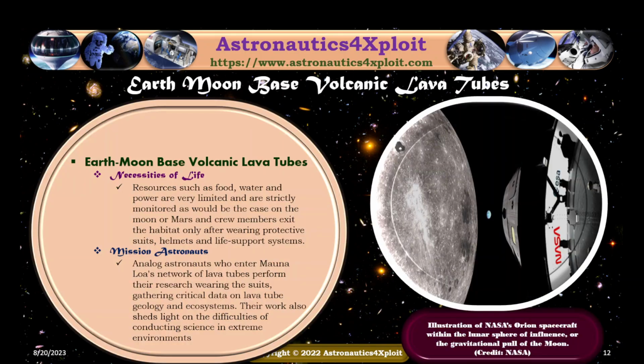Resources such as food, water, and power are very limited and are strictly monitored, as will be the case on the Moon or Mars, and crew members exit the habitat only after wearing protective suits, helmets, and life support systems. The mission astronauts, analog astronauts who enter Mauna Loa's network of lava tubes, perform their research wearing the suits, gathering critical data on lava tube geology and ecosystems. Their work also sheds light on the difficulties of conducting science in extreme environments.